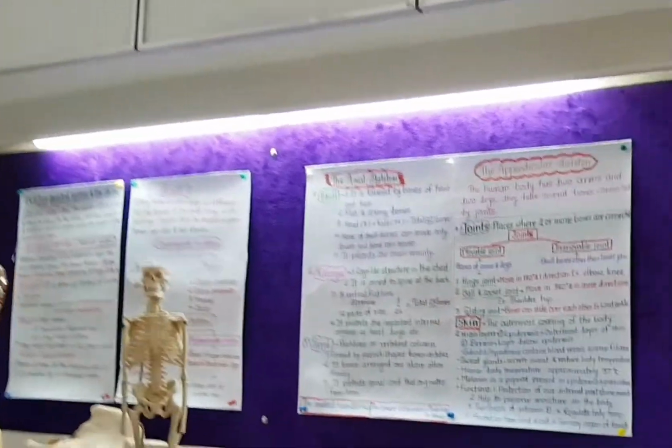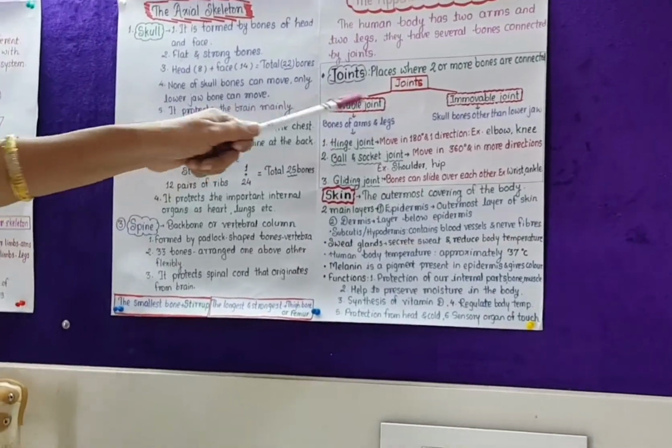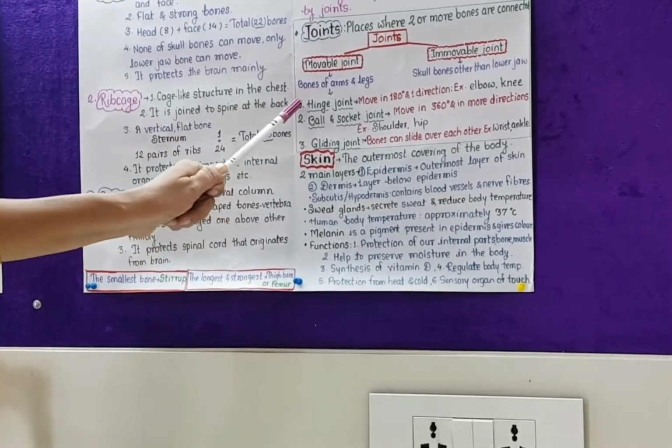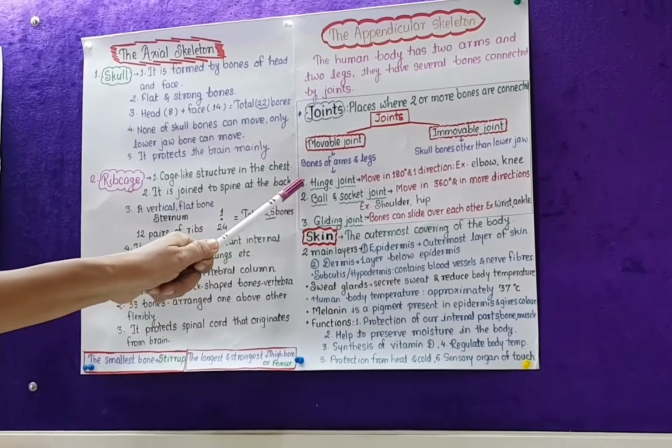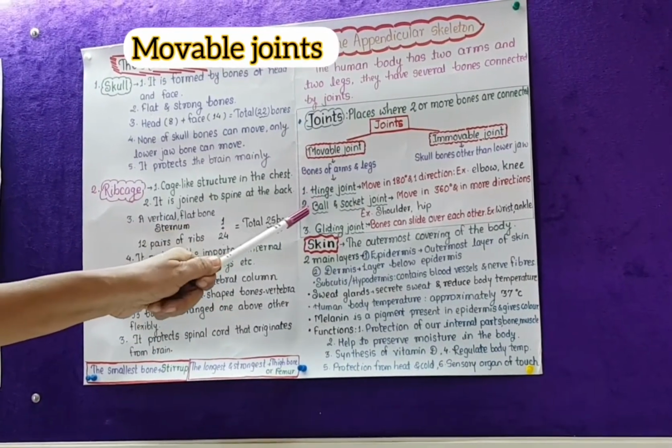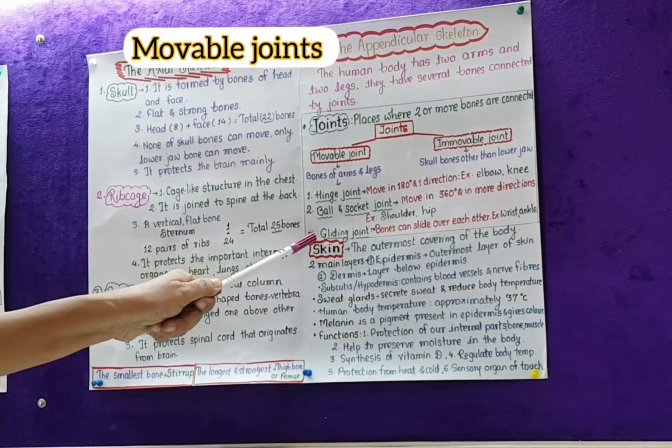That's why they are included in immovable joints. Now these movable joints are again divided into three subtypes. They are hinge joint, ball and socket joint and gliding joint.